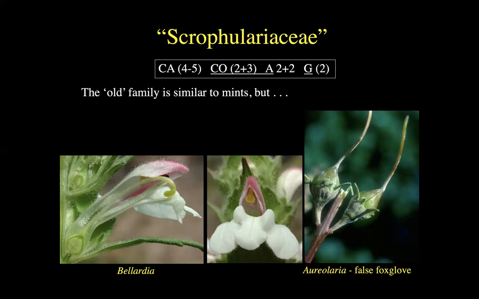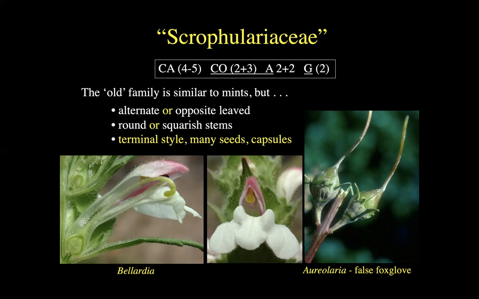So what's going on here? Okay, this group could kind of have everything. It could be alternate or opposite leaved, round stems, or some squarish stems. It does have a terminal style with many seeds and capsular fruits. So as opposed to the 4 nutlet thing, it definitely has capsular fruits.